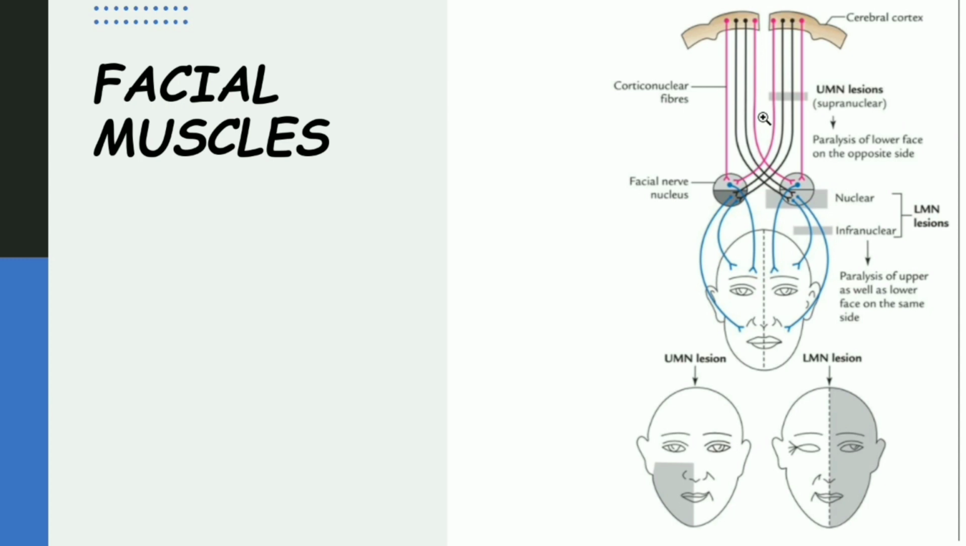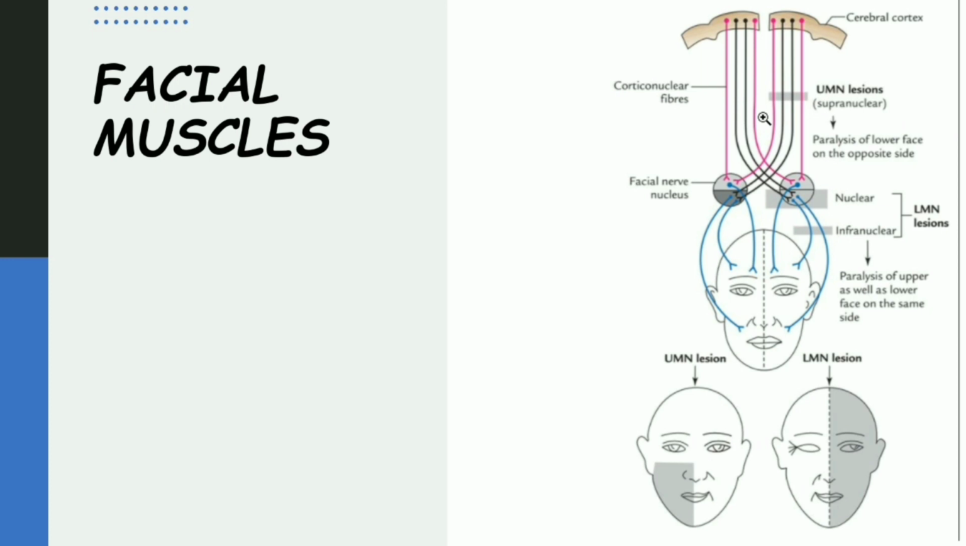Considering the left side itself, the fibers from the left hemisphere are coming down. They cross the midline and end on the right facial nerve nucleus. And we can see these fibers are innervating the upper half of the face as well as the lower half of the face.